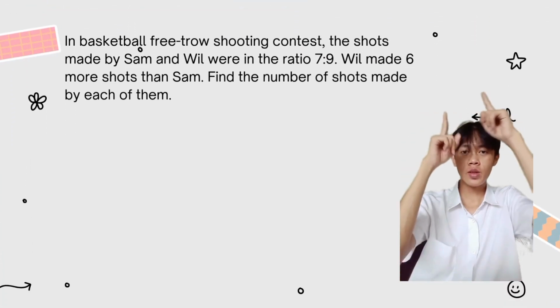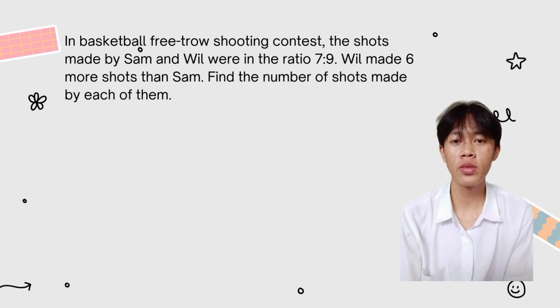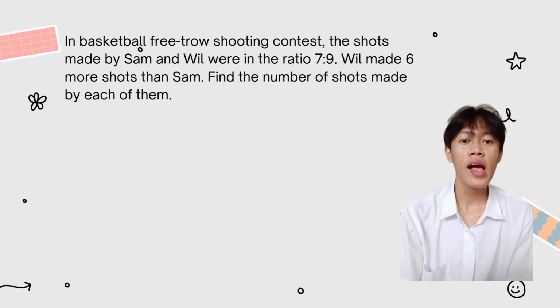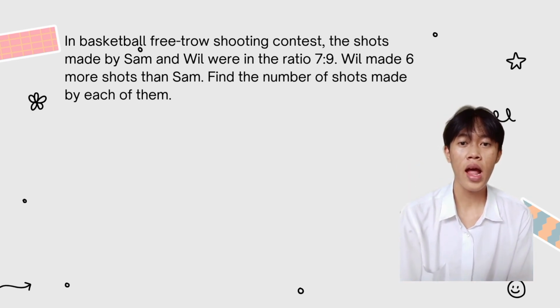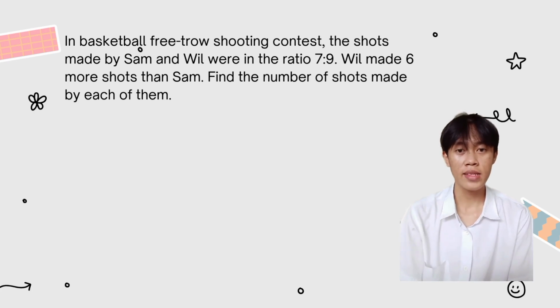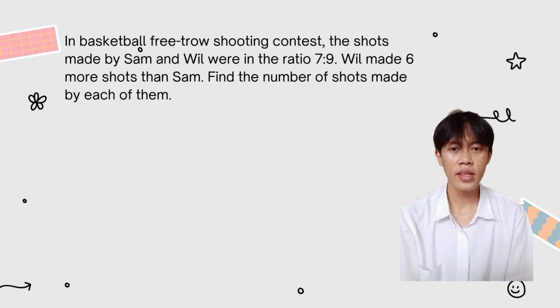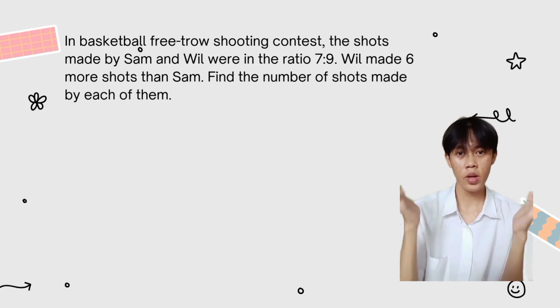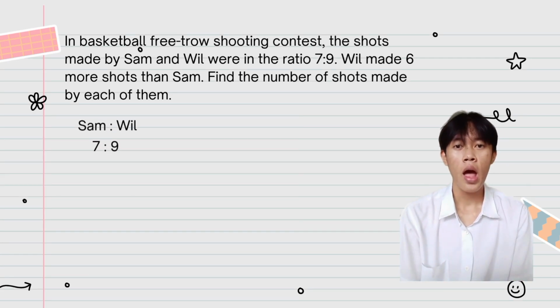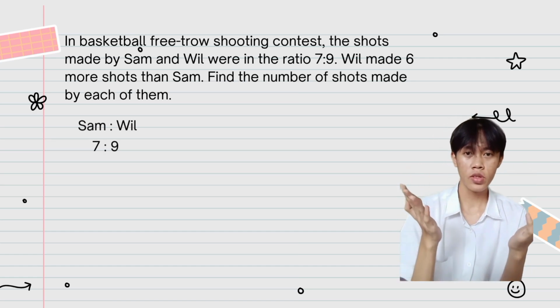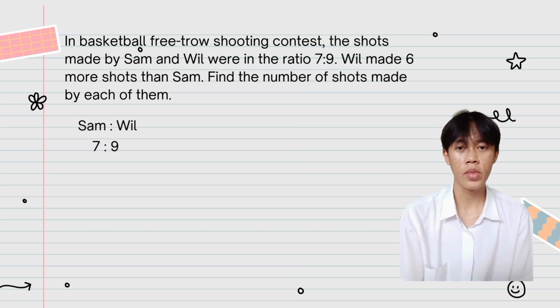Alright, for this second question, here we have a basketball free throw shooting contest. The two participants are Sam and Will. They're telling us that for every 7 shots that Sam made, Will made 9. So this is in the ratio of their shots, 7 to 9. We're also told that Will made 6 more shots than Sam, and we want to find the number of shots made by each of them.